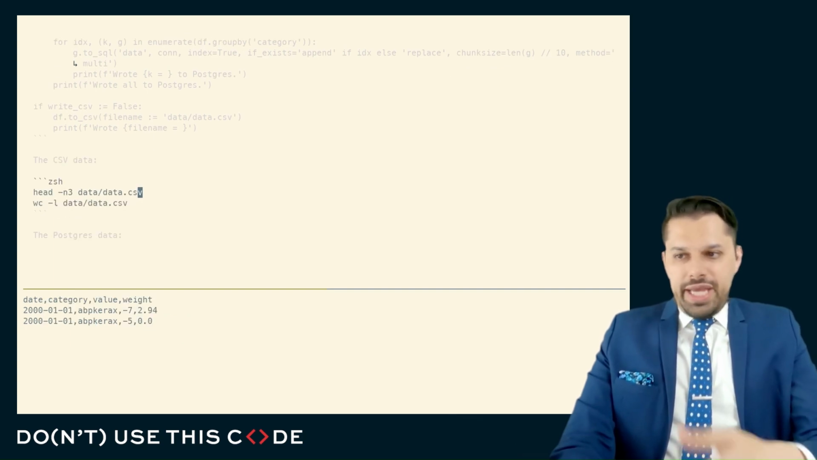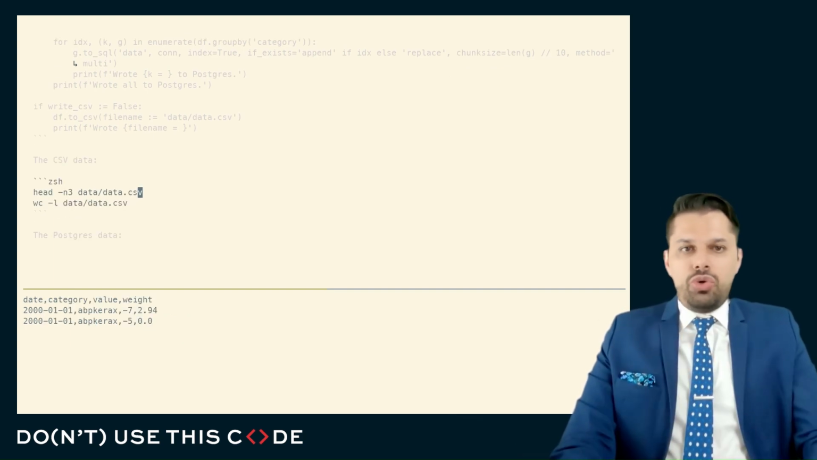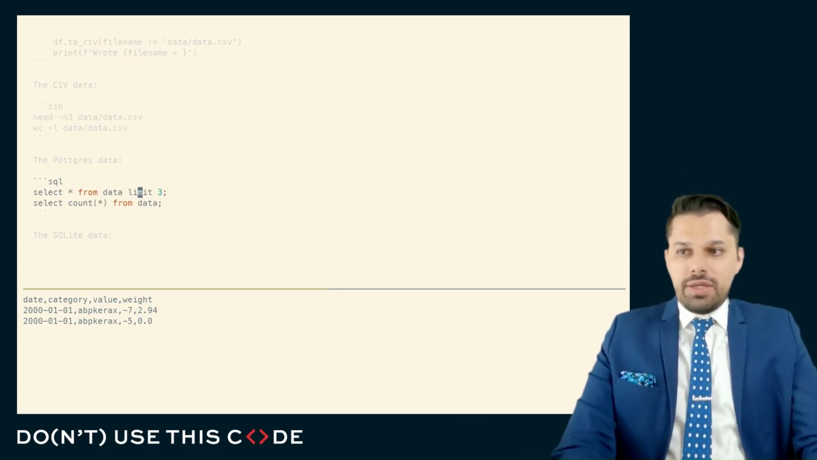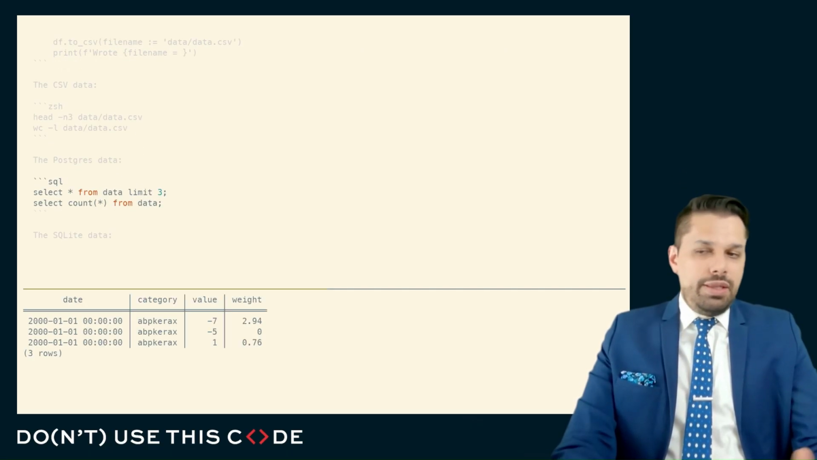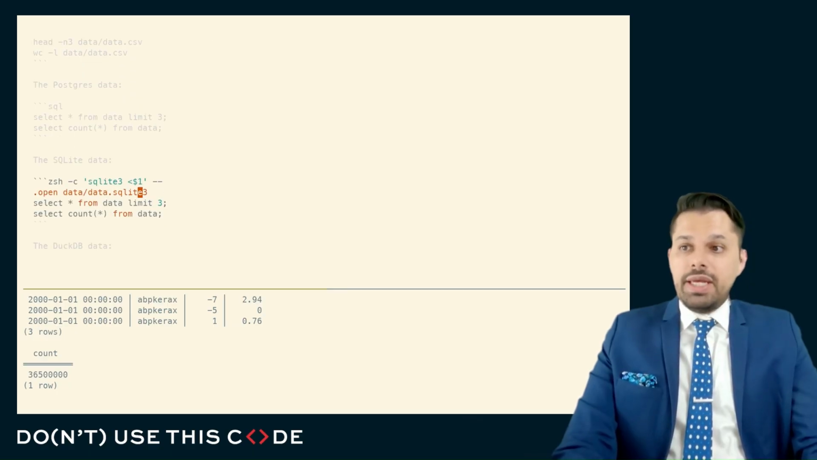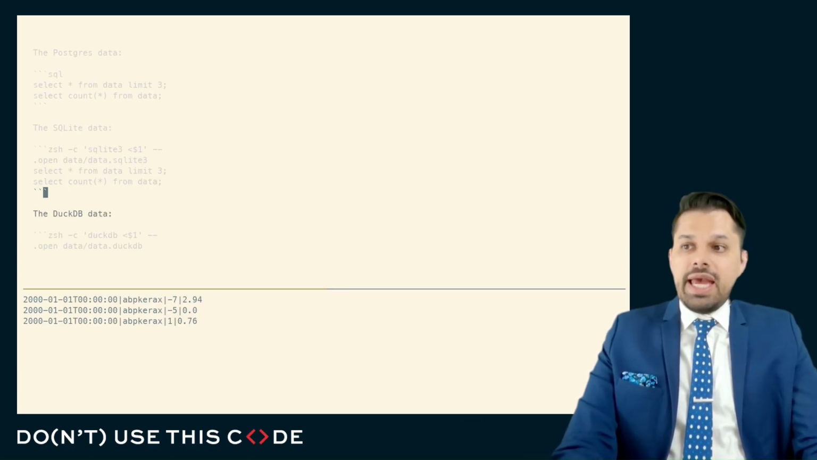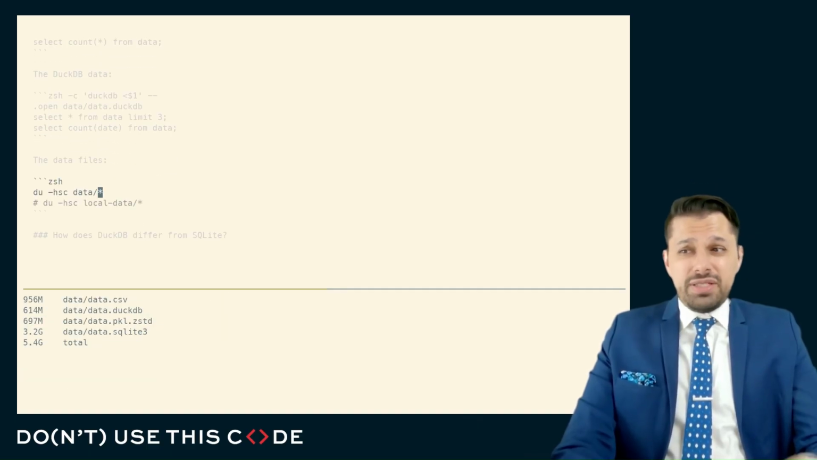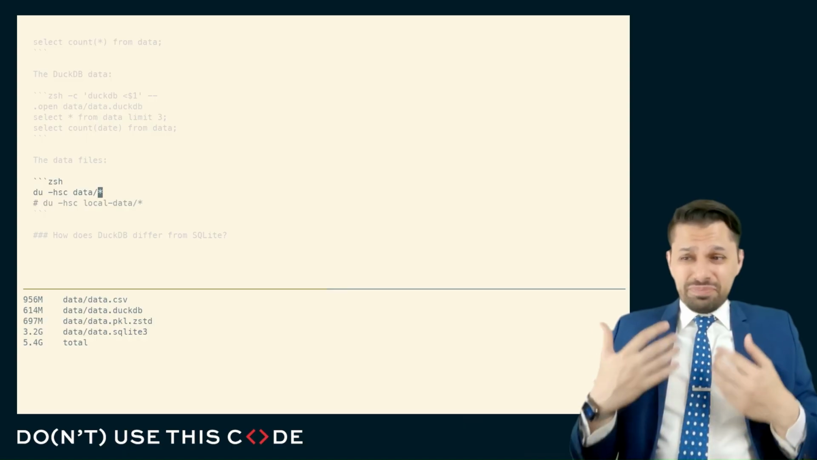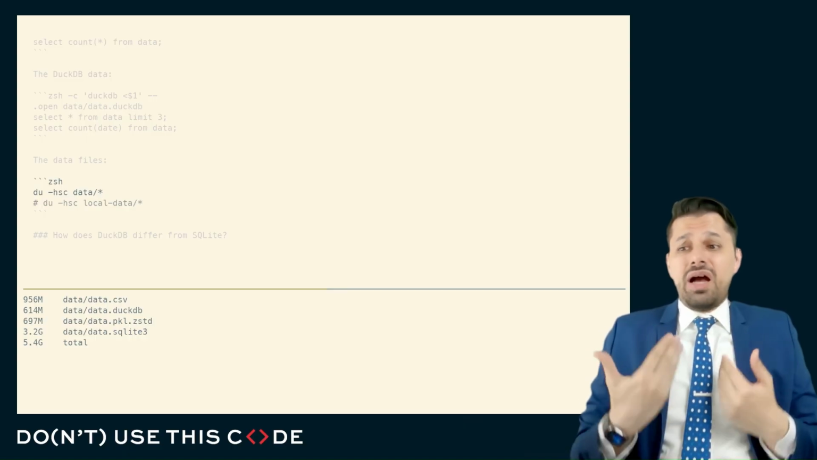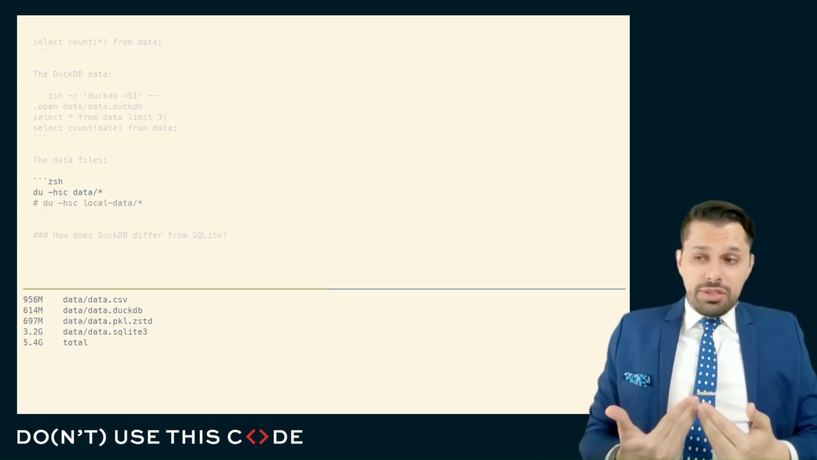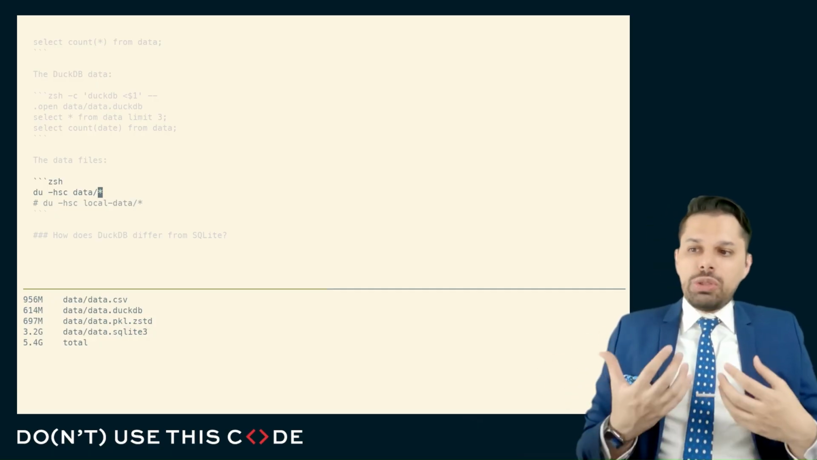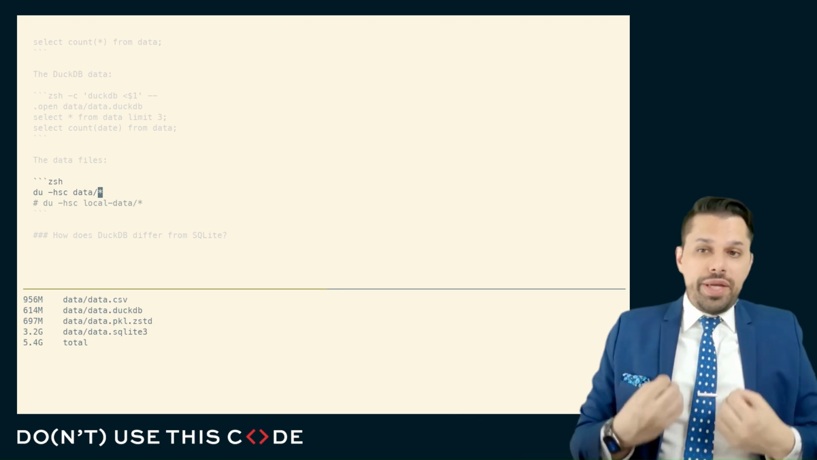Now, if we take a look at the data, we can see, as we said, we are storing dates, some category value, some values, and some weights. We can see all of this data represented in the CSV format, in Postgres, in our SQLite data set, as well as in DuckDB. And we can even take a look at the data files as they exist on disk, and you'll see that one very interesting detail of DuckDB is, as a consequence of being able to store this data in a typed fashion, the actual underlying storage for the data is quite small.